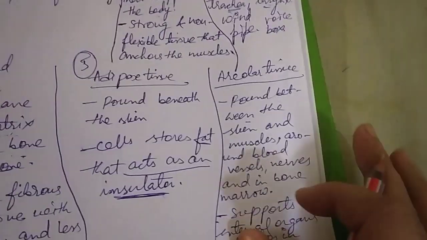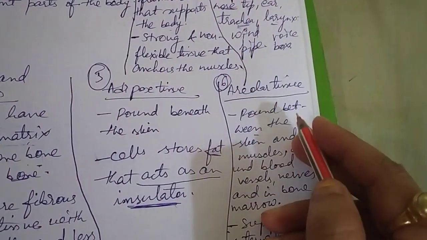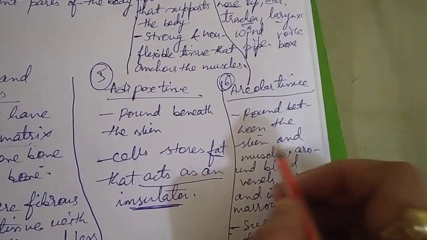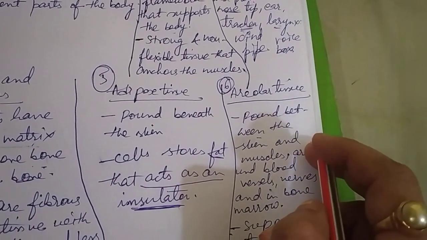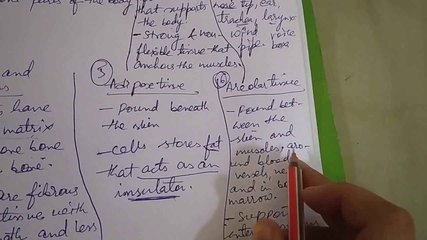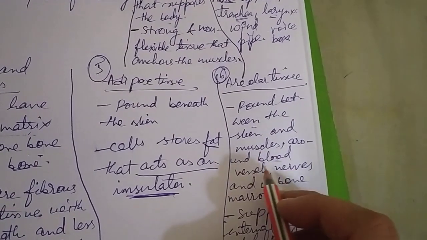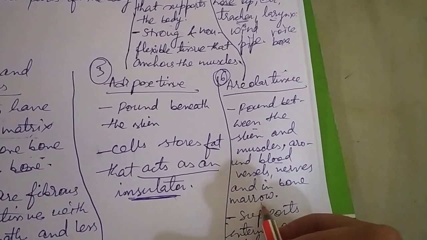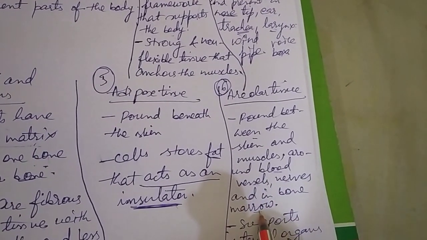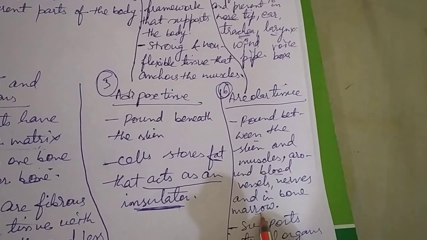The last type of connective tissue is areolar tissue. Areolar means it is also a loose connective tissue. They are found between the skin and the muscles. Between the skin and the muscles, you will see that some tissues are present. They are known as areolar tissues. They are also found in the blood vessels, nerves, and in bone marrow. Bone marrow is a substance present inside the bone, and that helps in the production of red blood cells.